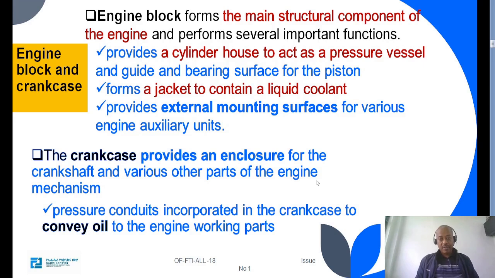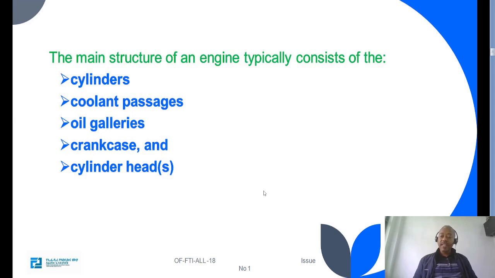The crankcase provides an enclosure for the crankshaft and various other parts of the engine mechanism. Pressure conduits are incorporated in the crankcase to convey oil to the engine working parts. The main structure of an engine typically consists of cylinders, coolant passage, oil galleries, crankcase, and cylinder head.